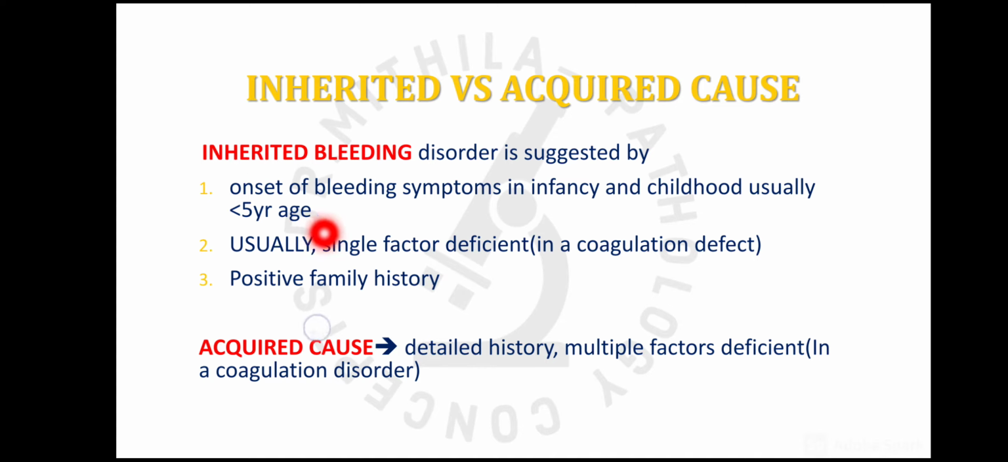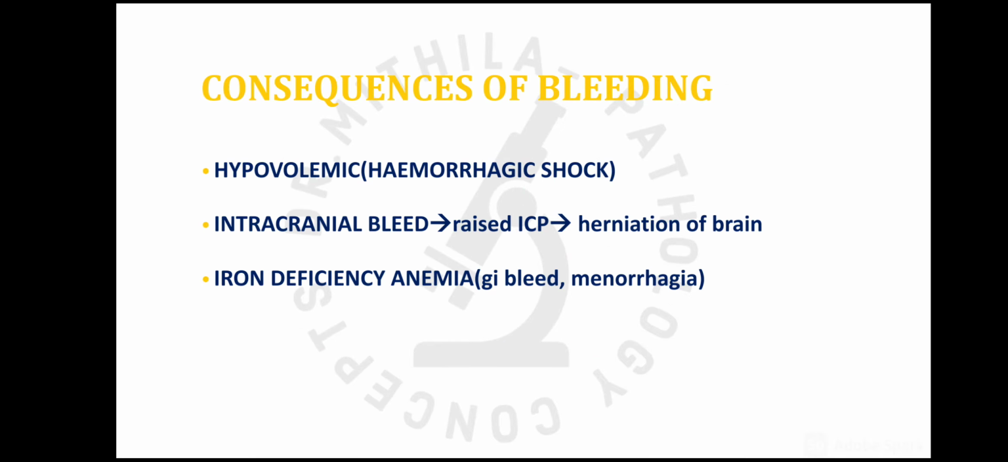While an example of an inherited cause is hemophilia A, where only factor 8 is deficient. So in acquired causes, multiple factors will be deficient. Likewise in liver disease, again multiple factors will be deficient. So this is how we differentiate between the inherited cause of bleeding and the acquired cause of bleeding. We have to keep these points in mind when we are given a problem-based question.